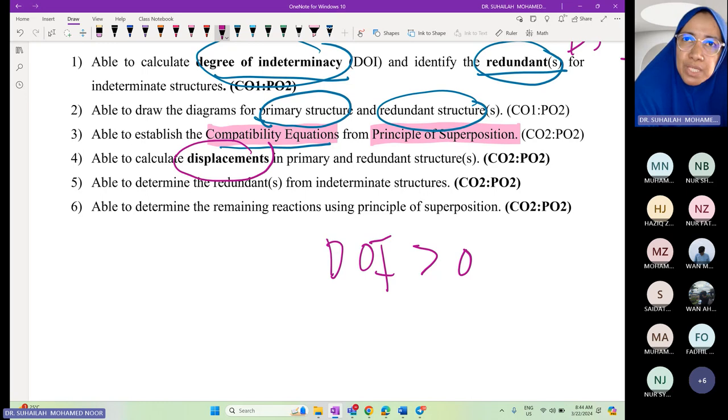So the compatibility equation is also known as the flexibility equation. Okay, tapi the well known term for flexibility equation is compatibility equation. Okay, you get the idea?